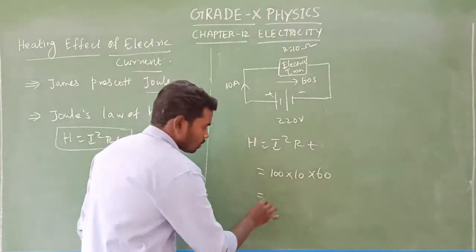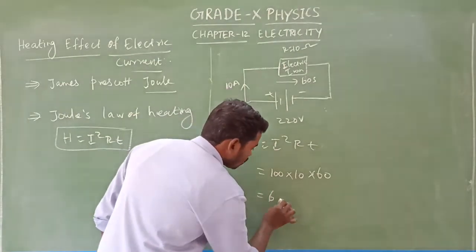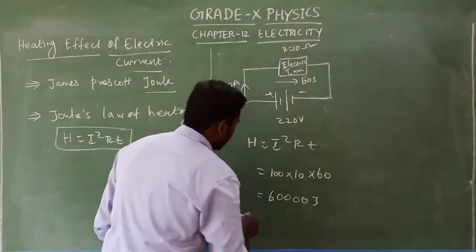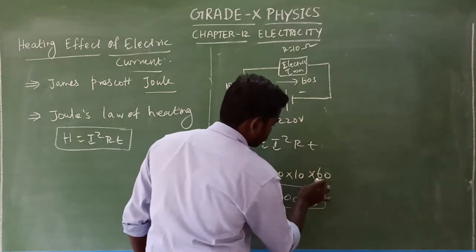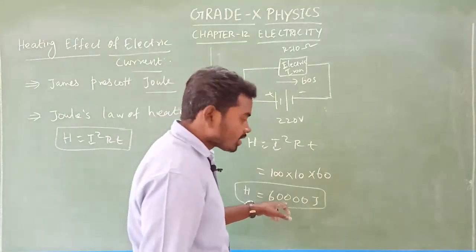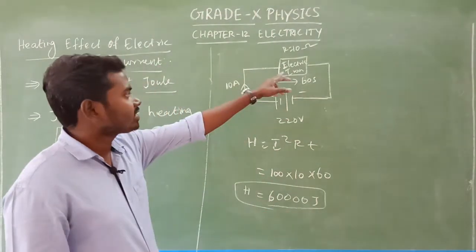Here 6, then 4 zeros will be there after 6. So heat energy, how much here? 60,000 joules amount of heat energy is produced by this electric iron.